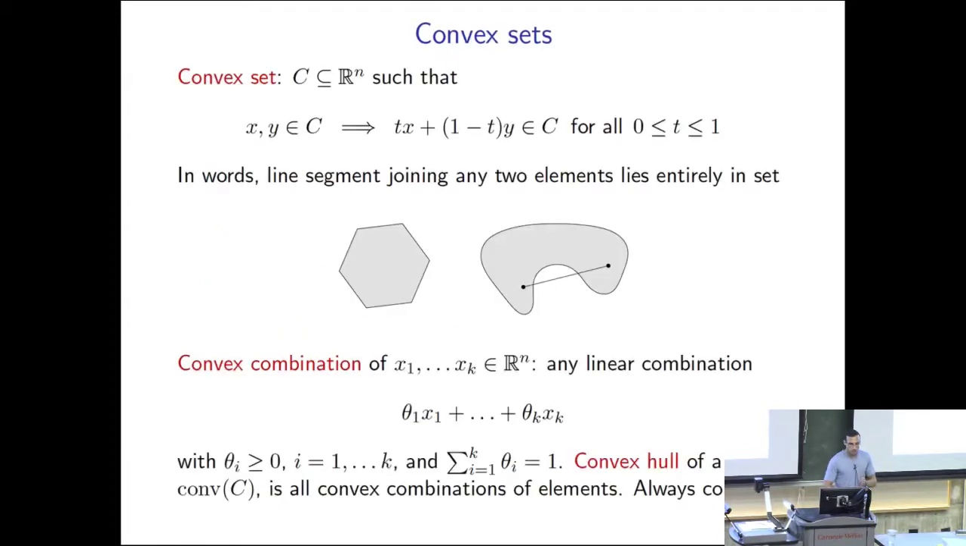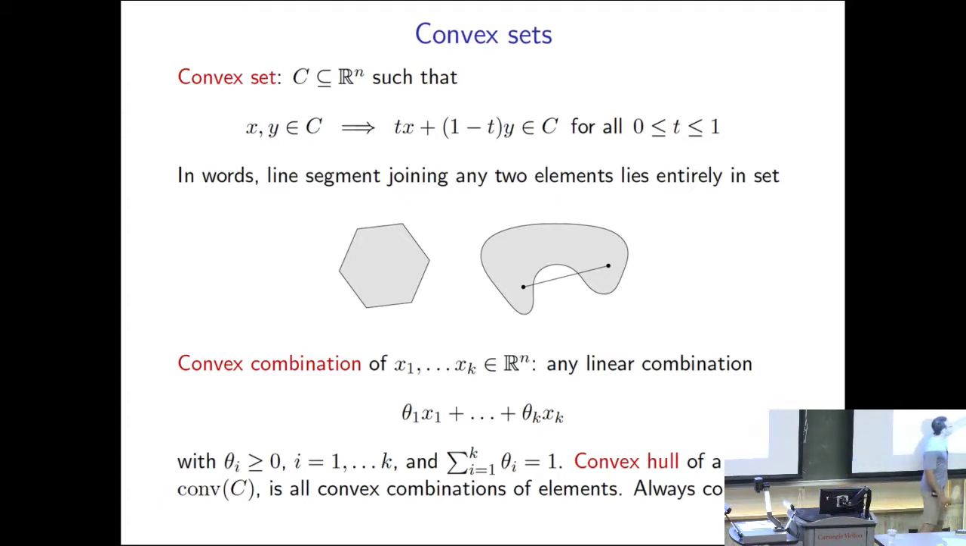We learned this last time. To say it again, a convex set has the property that if I take any two points in the set, and take the line segment between them, the line segment lies in the set. Here's an example of a set that is not convex, because the line segment leaves the set here.